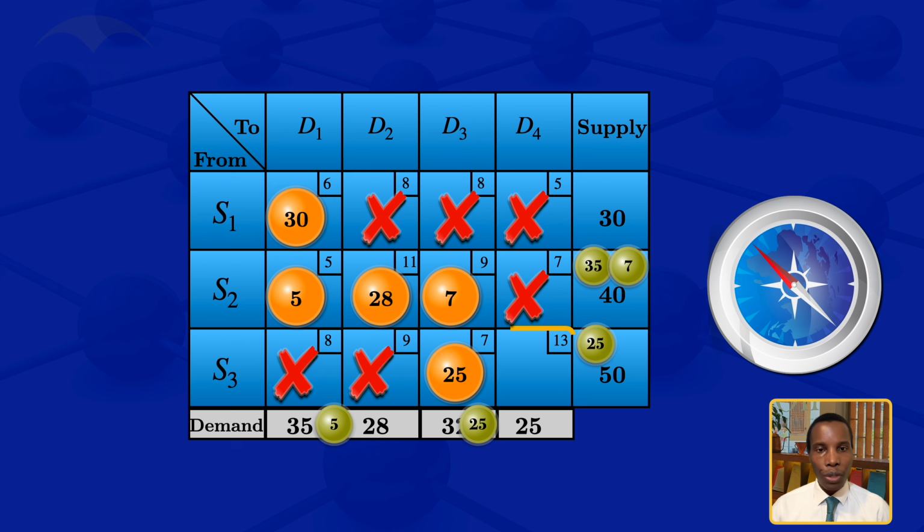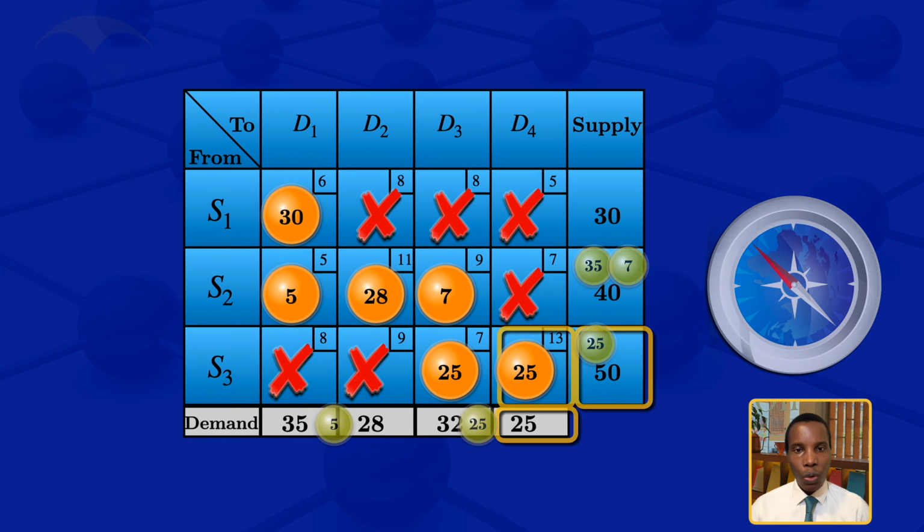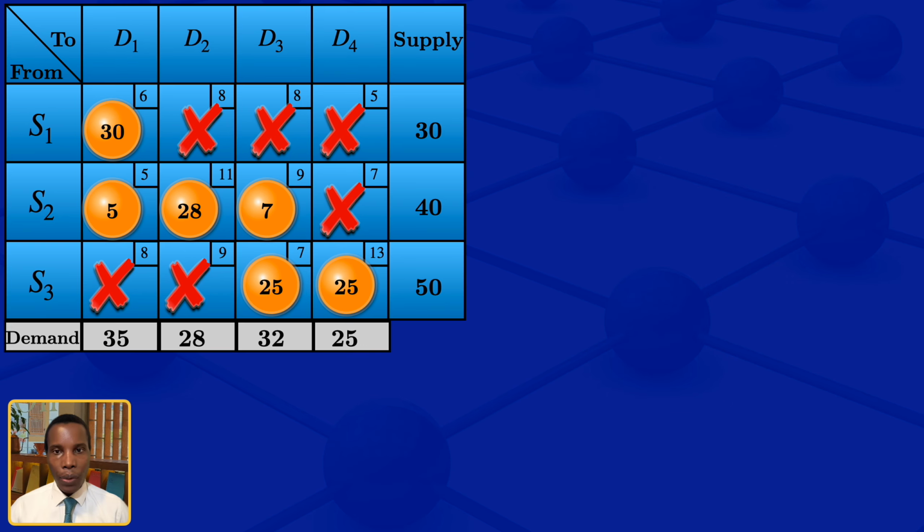And then we go on to the next step, this cell. That's the only cell that is remaining. So we have to look at how much we can allocate. We look at its supply, it's a 25. Its demand is a 25 as well. So we allocate 25 units in this cell. At this stage now, every cell now has an allocation or has been crossed out. So we are done with the allocations there. We then go on and interpret what this table is saying.